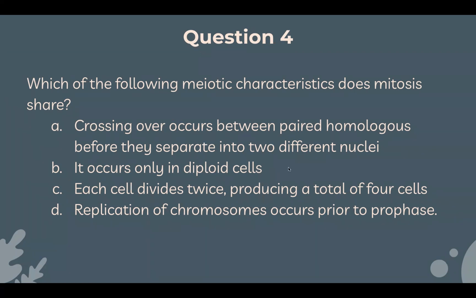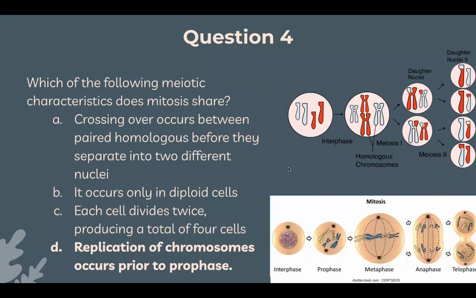Yeah, so for this question, the correct answer is D. So in both mitosis and meiosis, chromosomes replicate before beginning cell division with prophase. So option A is wrong.